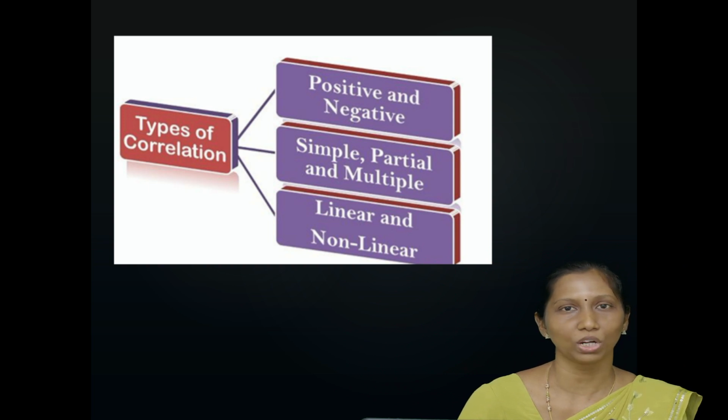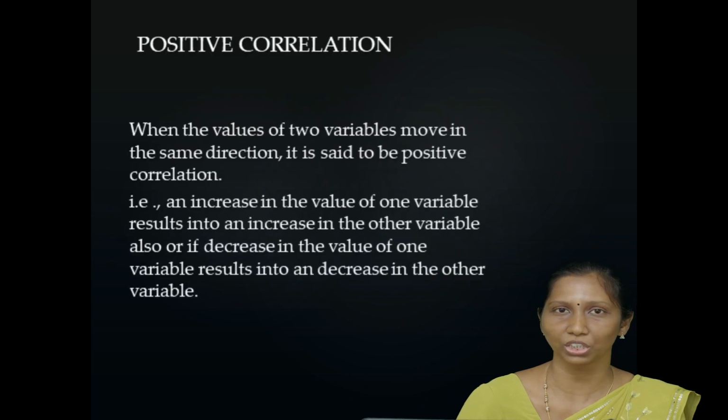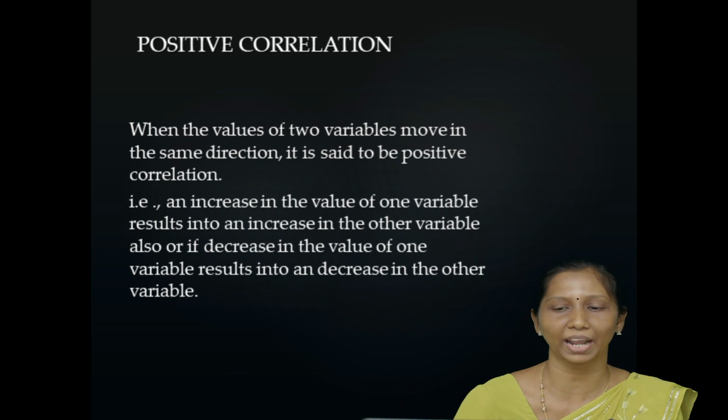So let us see what is positive correlation. Already we discussed that correlation is the measurement of the relationship between two variables. What do we mean by variables? Variables will vary according to the frequencies. What is positive correlation? When the values of two variables move in the same direction, we can say it is a positive correlation.